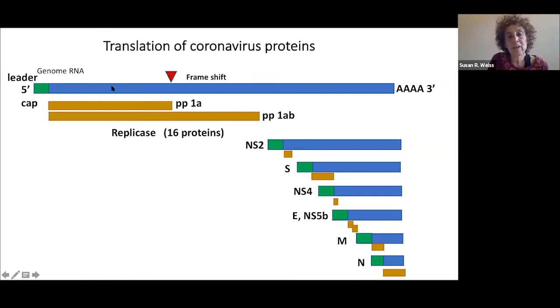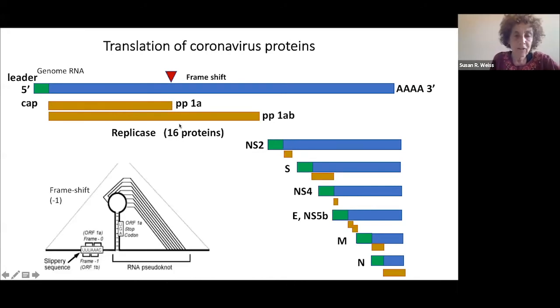But the 5' end, or the 5' 2/3 of the genome, is translated into these 16 non-structural replicase proteins, and it's translated through polyprotein 1A and polyprotein 1A, 1B. And what regulates the ratio of these 2 proteins is a translational frameshift sequence, which is located at the end of PP1A. And this is really interesting.